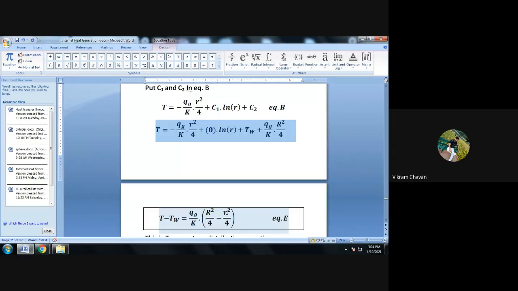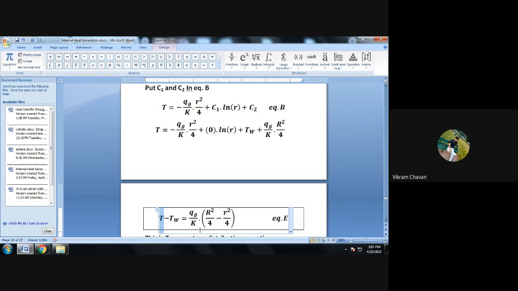Capital R is the total radius of that rod, and small r is the location in the cylinder or rod where we want to determine the temperature. That particular location, the distance from the center, we put here. Tw is the wall surface temperature, which we put here. R is the total radius of the rod, and we can determine the temperature at a particular radius as T, which is the variable.